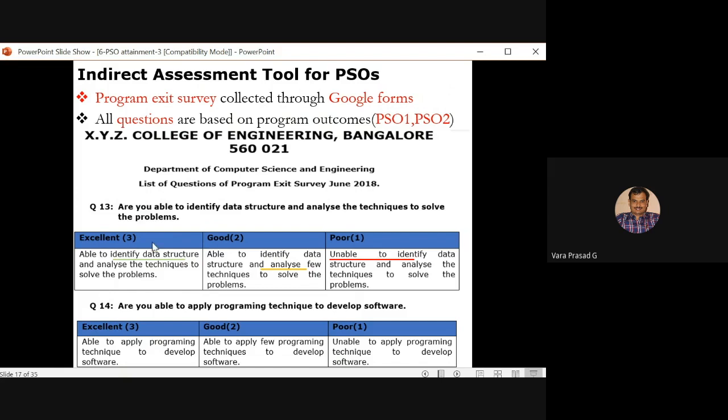Listen, you just give the question, which you would probably have written based on PSO1. Then you give some sort of rubrics. Don't give the direct option. When you give the direct option, students will opt for only excellent because of bias. So in order to avoid the bias, we give the rubrics.